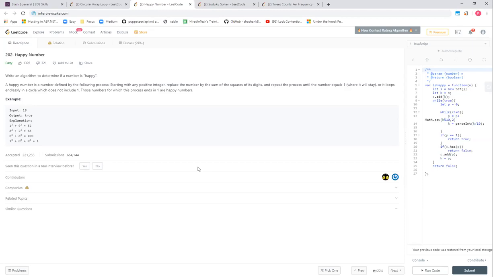What would be the time and space complexity for this approach? I'm not sure, because we are not sure how many numbers will be there. So it will definitely not be constant space.